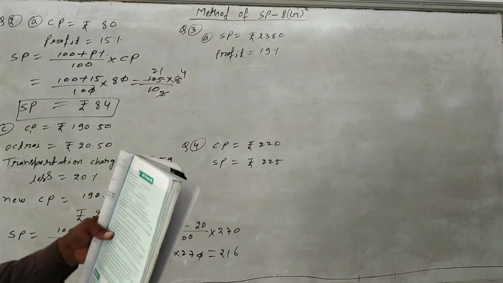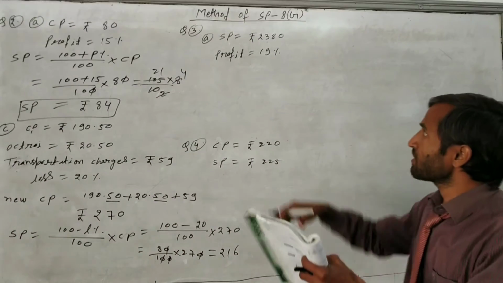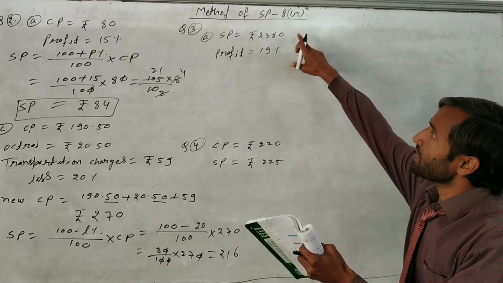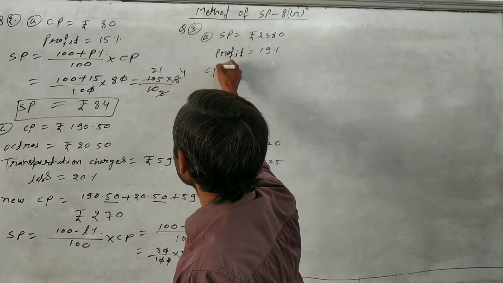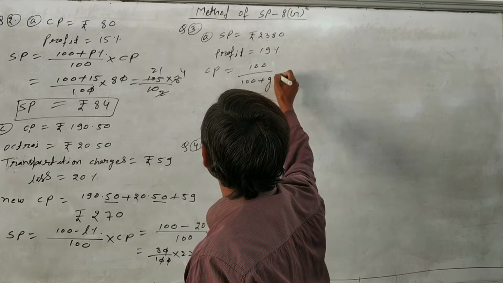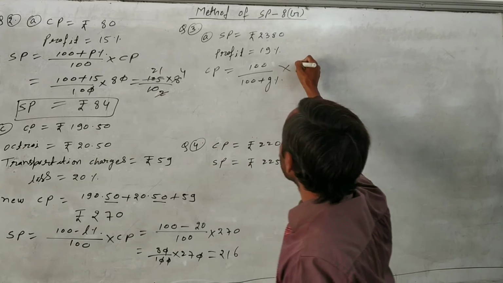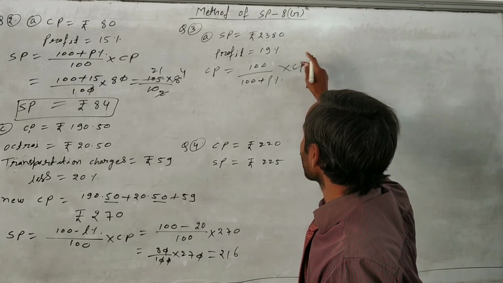Now question number 3 here. SP is given, profit is given. We have to find CP. So we will use the formula for CP: 100 upon 100 plus gain, into CP. In place of gain we can put percentage P.